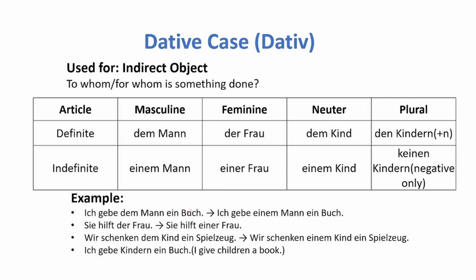Ich gebe dem Mann ein Buch, which means I give the man a book. I gave the man a book. And in indefinite form, ich gebe einem Mann ein Buch. I give a man a book.